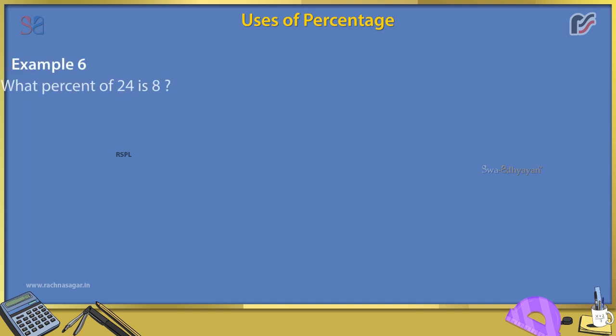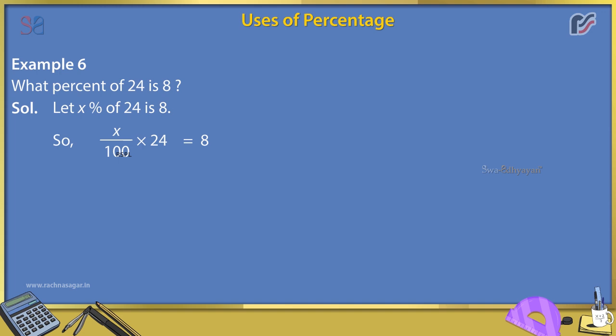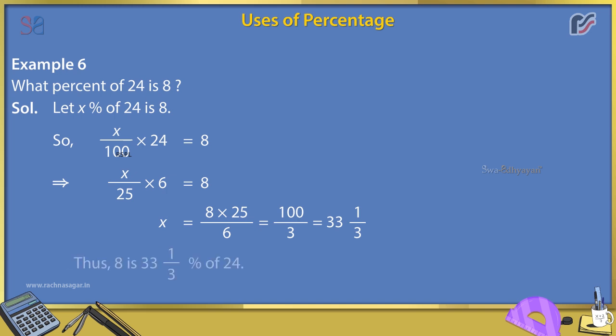Example 6. What percent of 24 is 8? Solution. Let x percent of 24 be 8. So, x by 100 into 24 is equal to 8. This implies that x by 25 into 6 is equal to 8. X is equal to 8 into 25 by 6, which is equal to 100 by 3, which is equal to 33 and 1 by 3. Thus, 8 is 33 and 1 by 3% of 24.